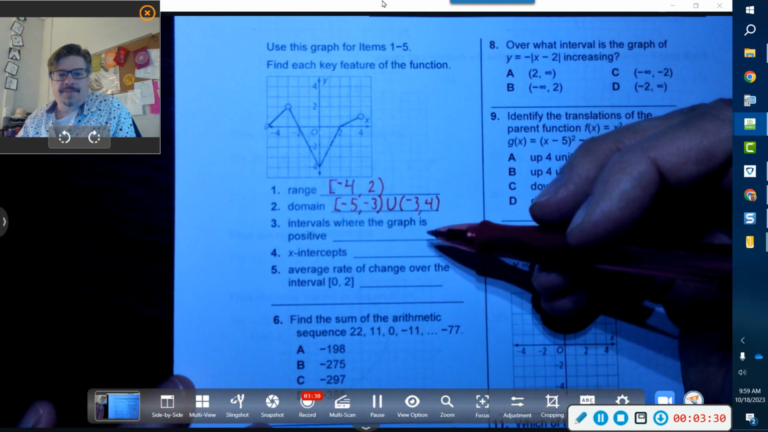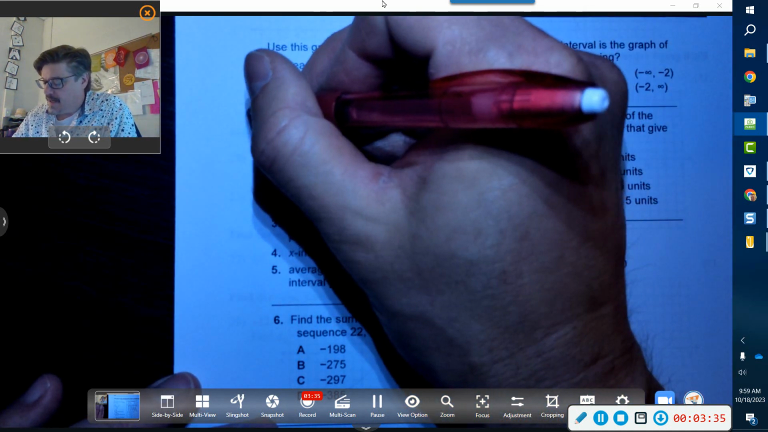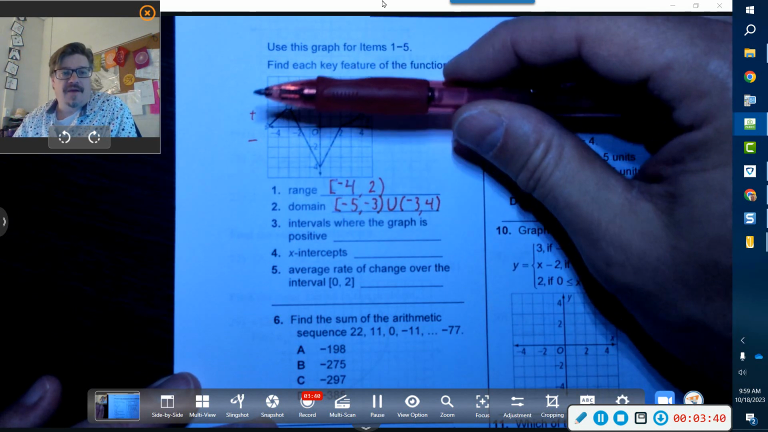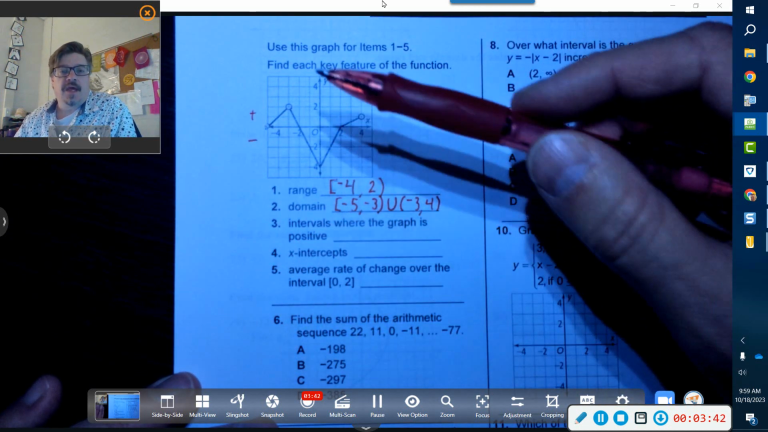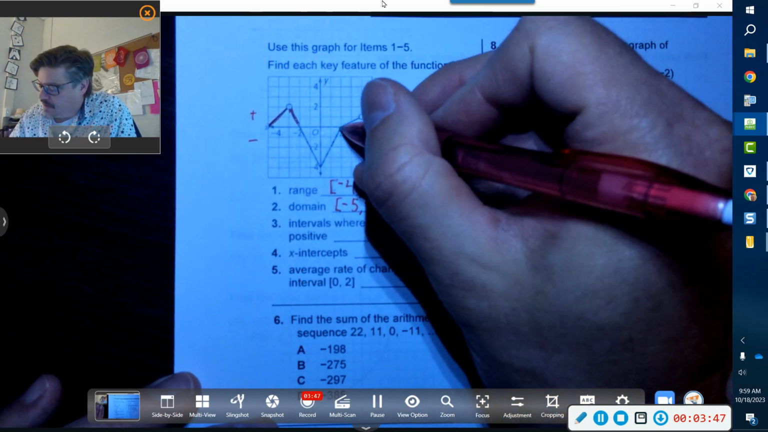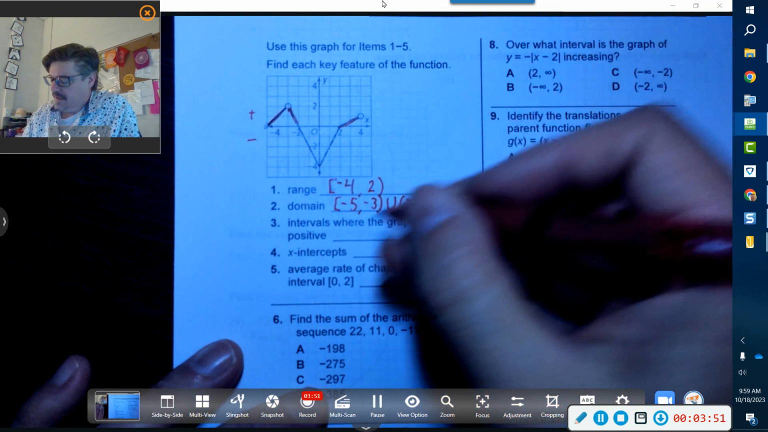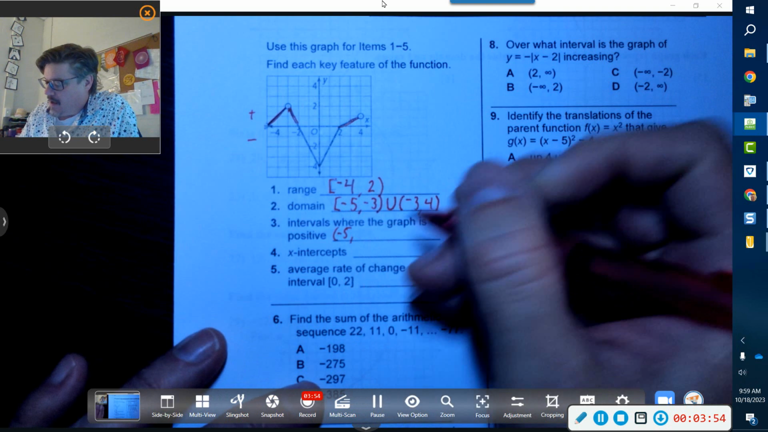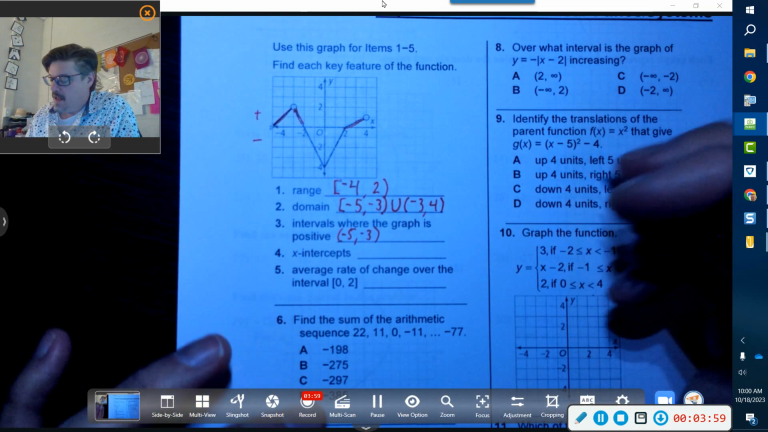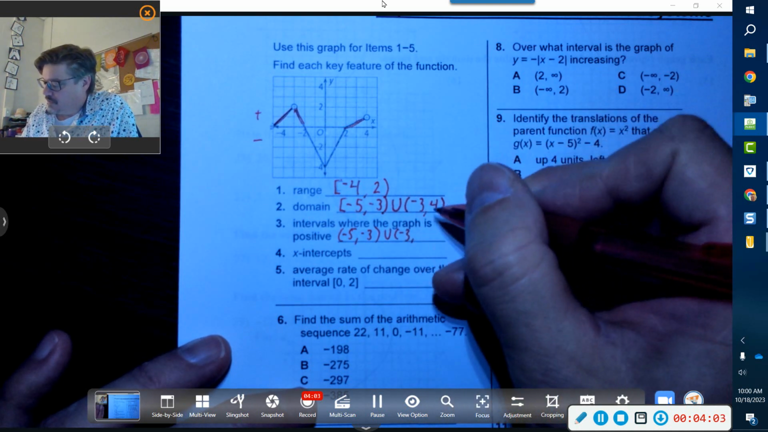What intervals is the graph positive? What I'm looking for is to cut this graph in half. There are pieces that are up above and then pieces that are below. I notice that this part right here is above, and so is that. Everything else is below. So the positive interval is going to go from -5 up to -3. Can't include him though; he's outside of my domain. And then it's going to go from -3 to -2.